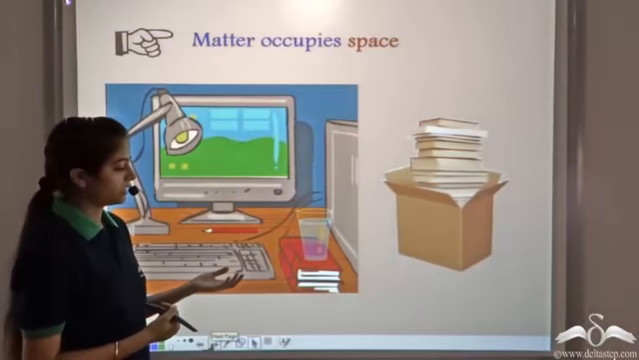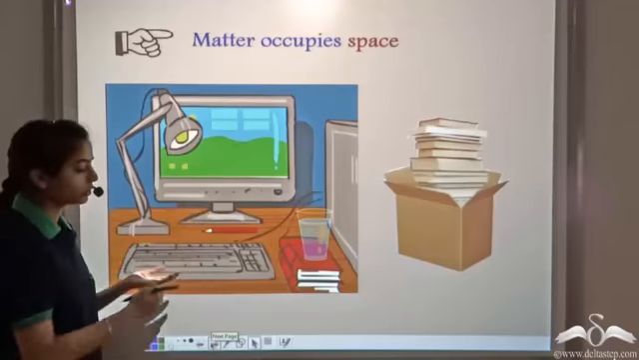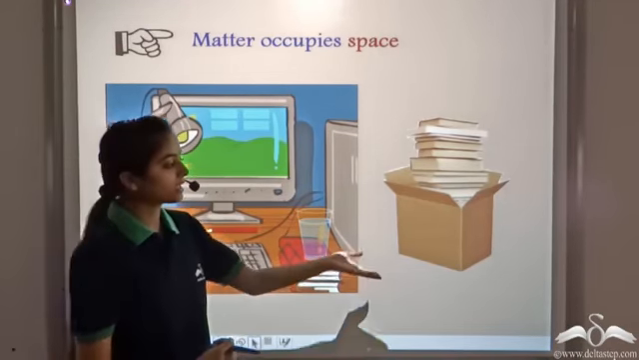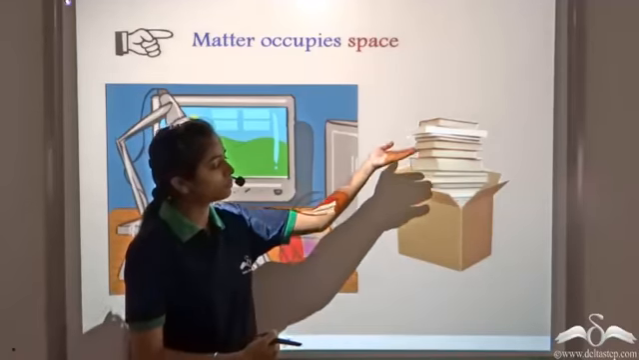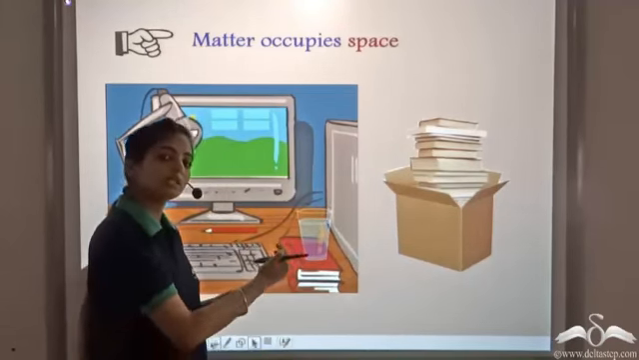Matter occupies space. So when you keep the books, the glass of water, the pencil, the computer on your table, they occupy some space on the table. Similarly, a carton gets filled when you place more and more books because they occupy some space in the carton. So matter is anything that occupies space.